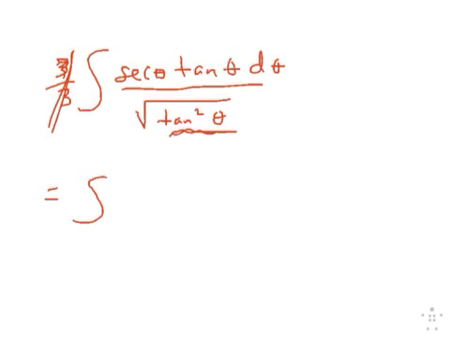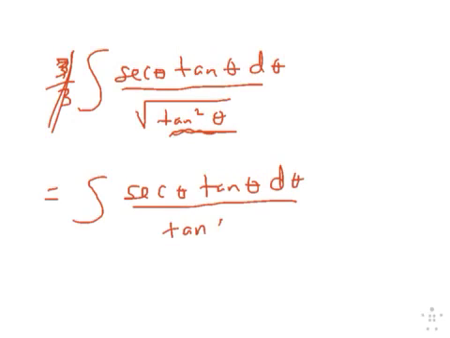So let's go ahead and keep cleaning. So secant theta, tan theta, d theta. Like I said, the square root of tan squared is just going to take you back to tan. So tan theta. And then this cleans up real nice. Tan cancels with tan. And you're left with the integral of secant theta d theta.